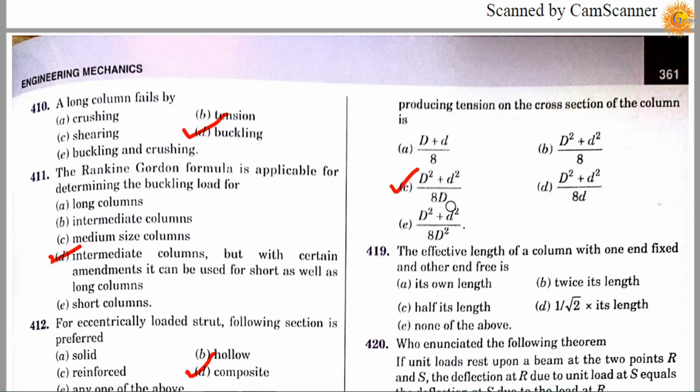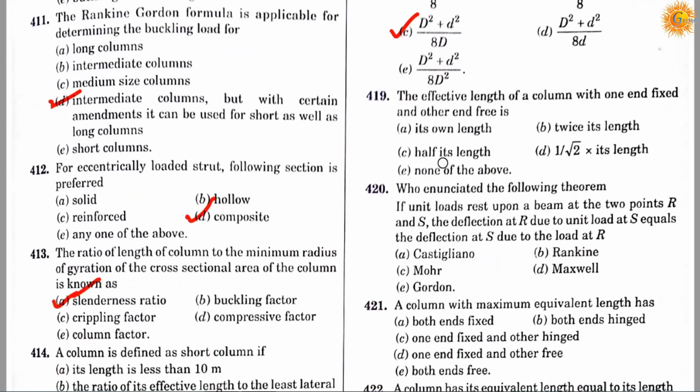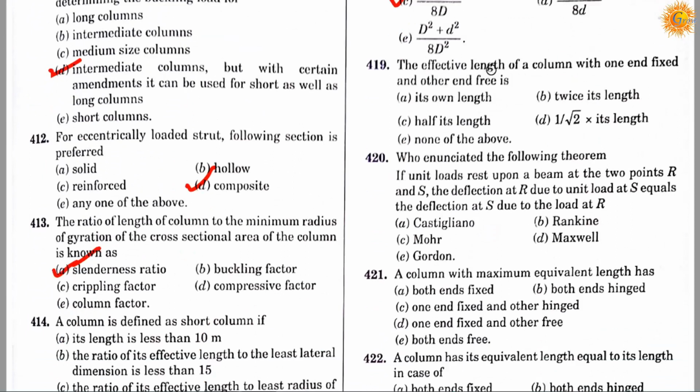Correct answer C, it will be capital D square plus small d square divided by 8 capital D. Question number 419. The effective length of a column with one end fixed and other end free is option A, its own length, option B, twice its length, option C, half its length, option D, 1 upon root 2 into its length, and option E is none of the above. Correct answer B, it's twice its length.